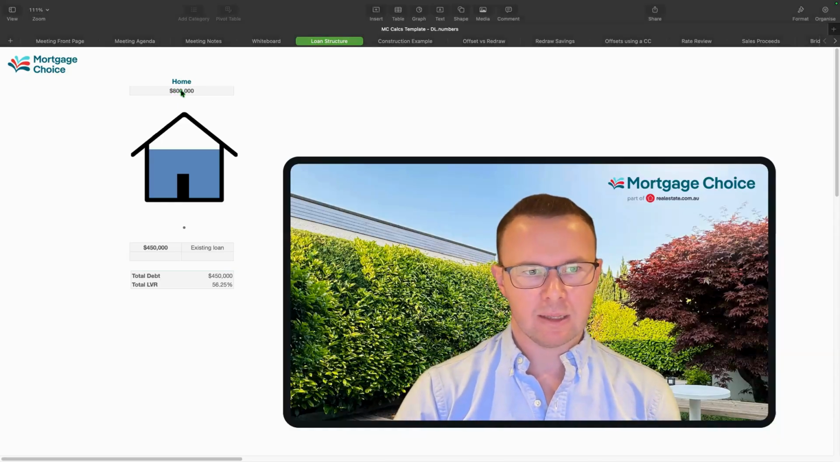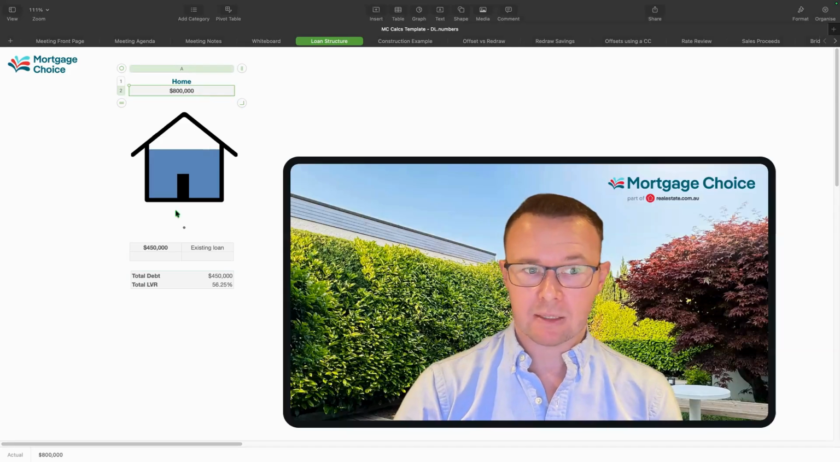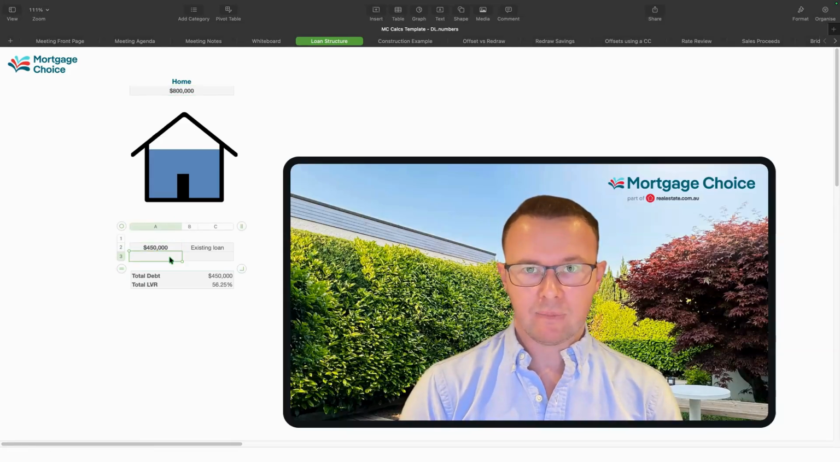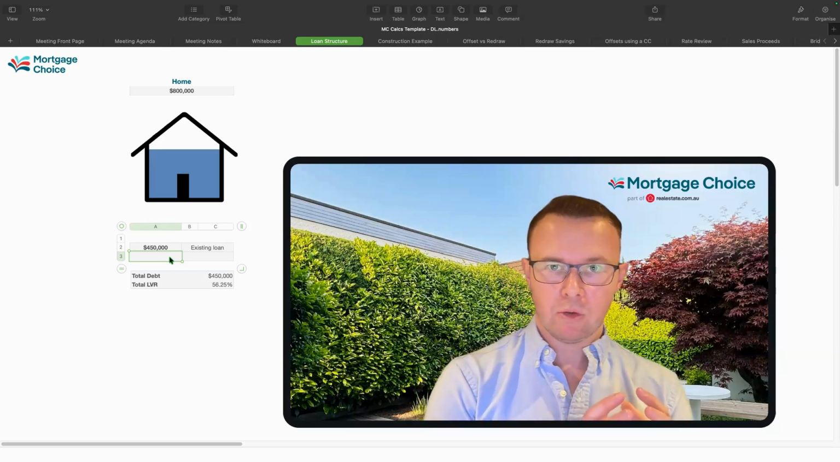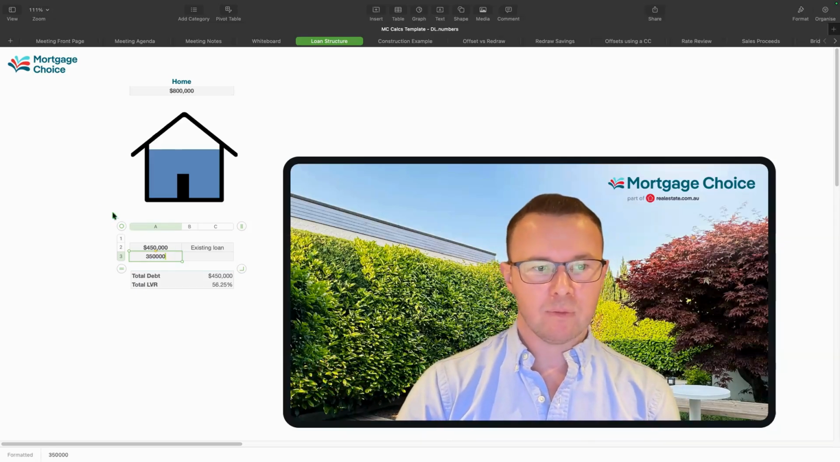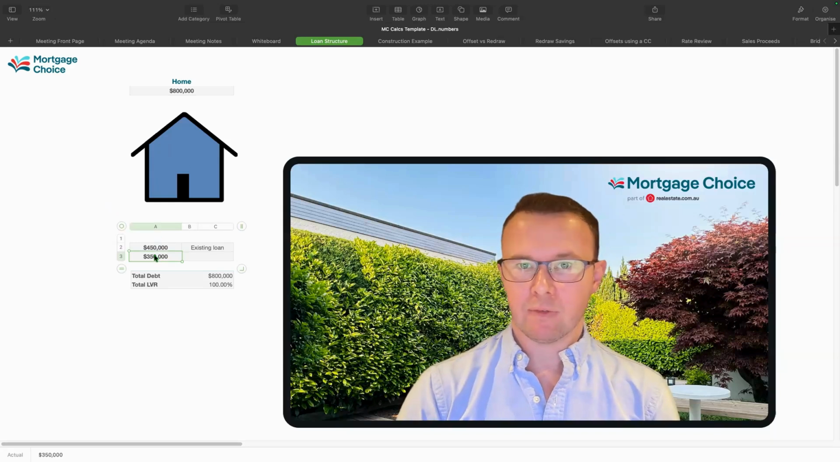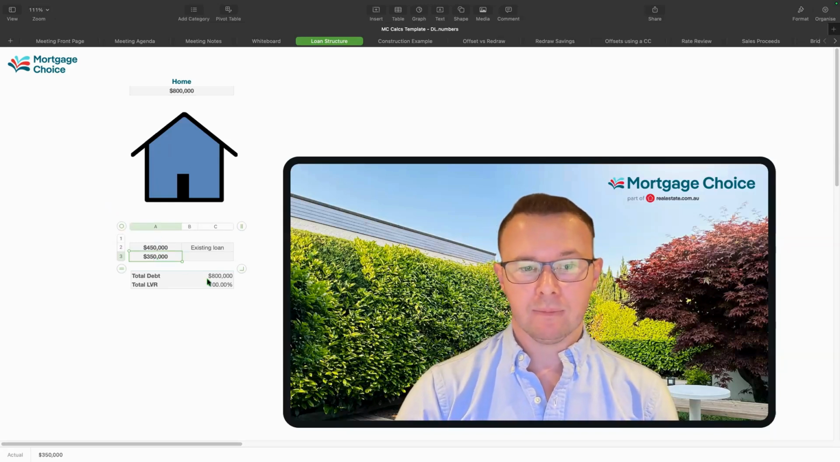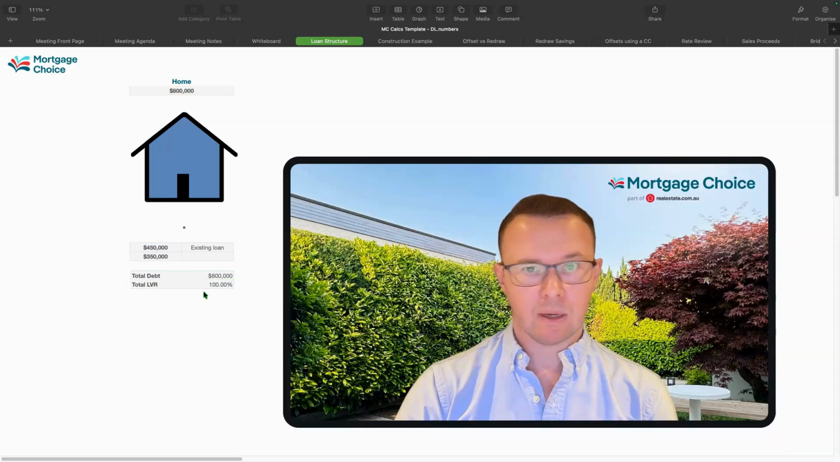What we've got here is a client that owns a property worth $800,000 and their existing loan is $450,000. Now, equity is essentially just the difference between what you owe and what the value of the property is. But for argument's sake, if we were to take out a $350,000 loan, your equity, then you'd be borrowing 100% of what the property is worth.